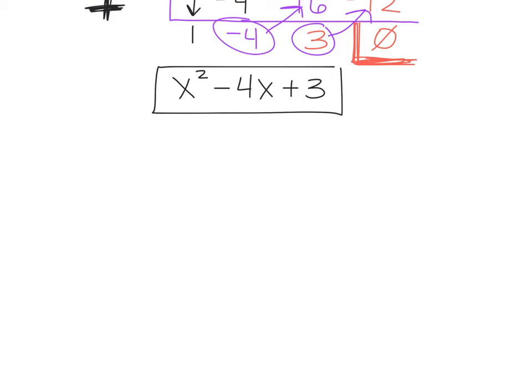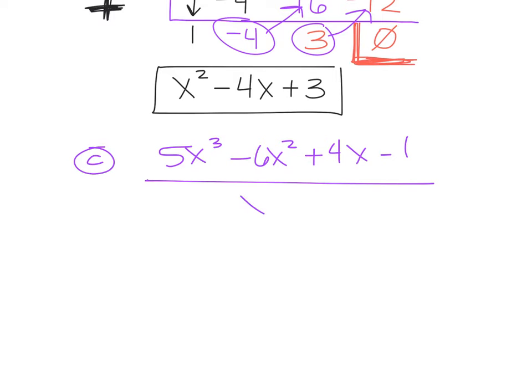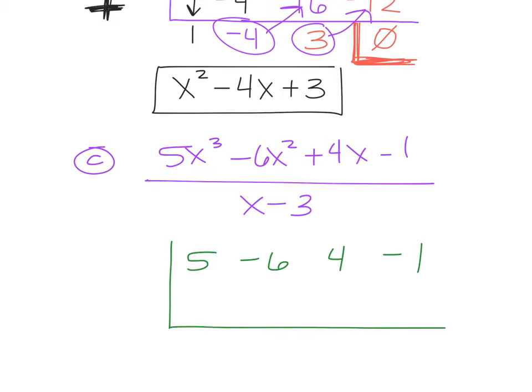Okay, next one. 5x cubed minus 6x squared plus 4x minus 1 divided by x minus 3. Looks a little different. It's the exact same thing, right? Still division, it's just a big old division bar. Are we missing any of our x's in there? No. So we can just write 5, negative 6, 4, and negative 1. Draw in your little upside down bar. What number goes out in front? 3. Okay.